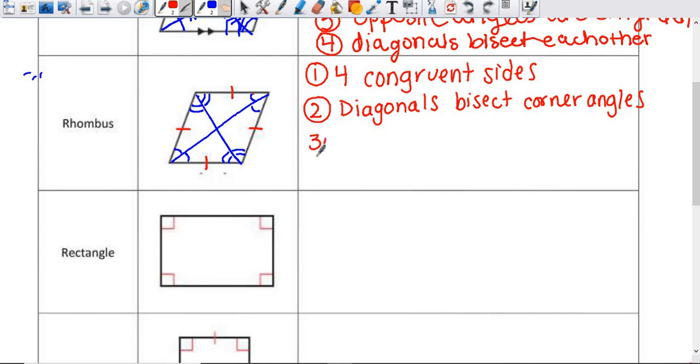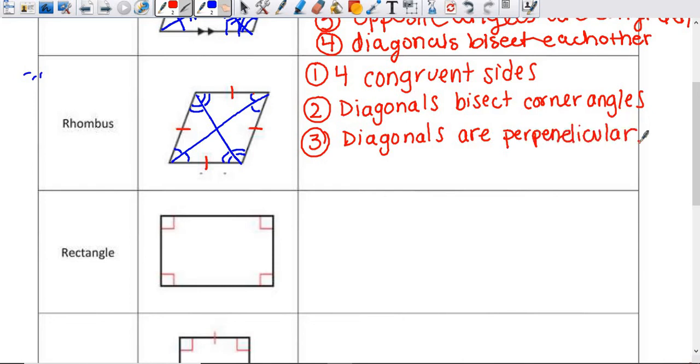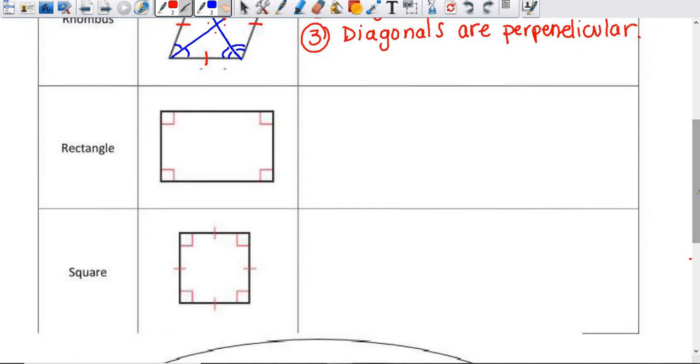And then the last property of a rhombus is that diagonals are perpendicular. Okay, so that means that where they meet, I can put a right angle. There would be a right angle at all of those spots, okay? Now let's go on to rectangles. You already probably know a lot about rectangles. It follows all of the parallelogram qualities, just like a rhombus does, but then it has 2 that are specific to it. The first one is that you have 4 right angles.